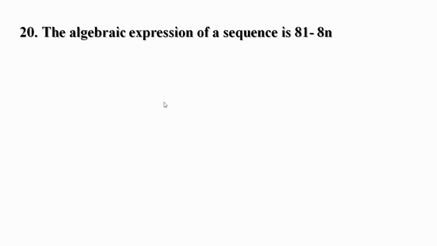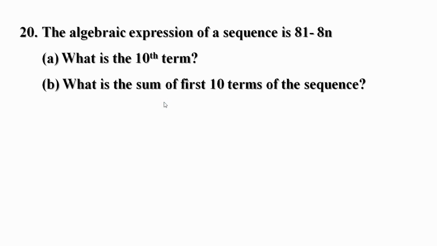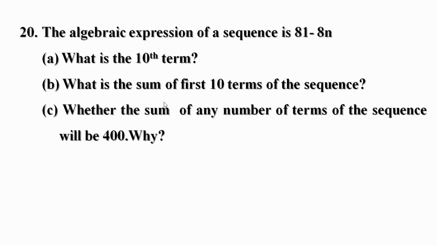20th question. The algebraic expression of a sequence is 81 minus 8n. What is the 10th term? What is the sum of the first 10 terms of the sequence? Whether the sum of any number of terms of the sequence will be 400. Why?